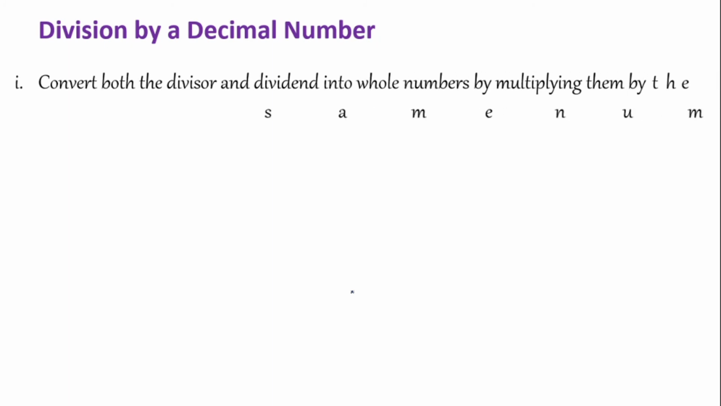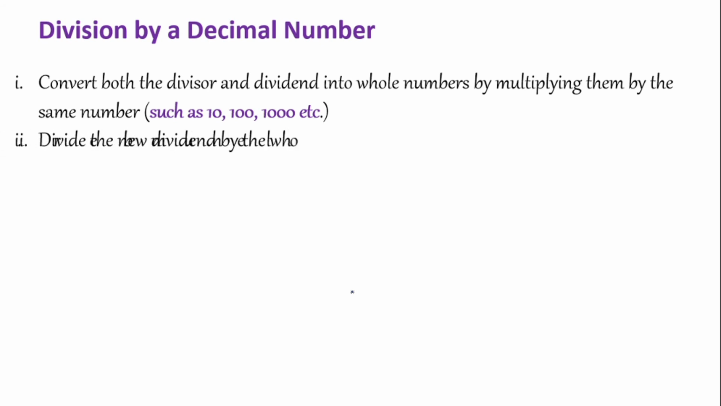Now let's discuss division by a decimal number. In this you will convert both the divisor and the dividend into whole numbers by multiplying them by the same number, such as 10, 100, 1000, etc. Now the second step, you will divide the new dividend by the whole number. Let's solve an example. To understand this, you have to divide 12.1 by 1.1.